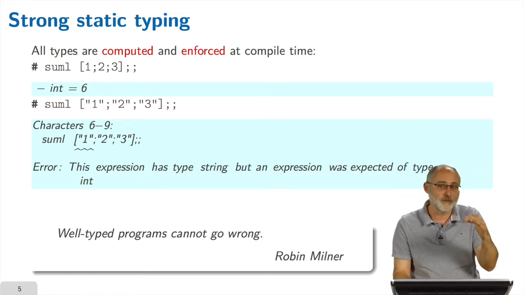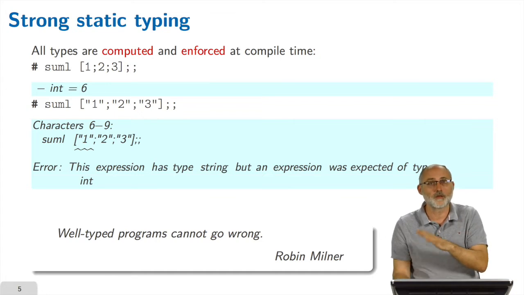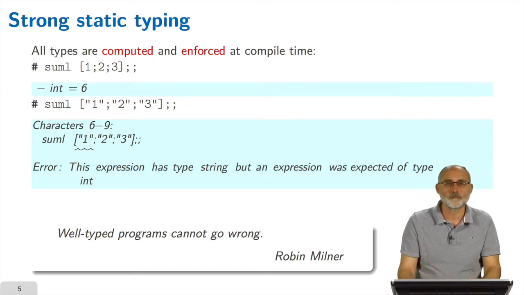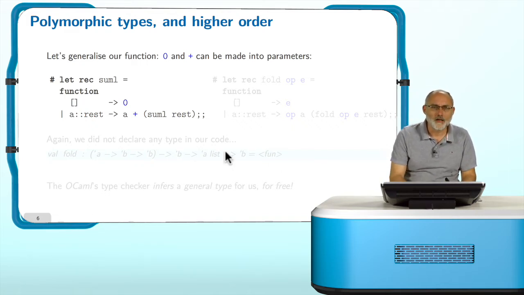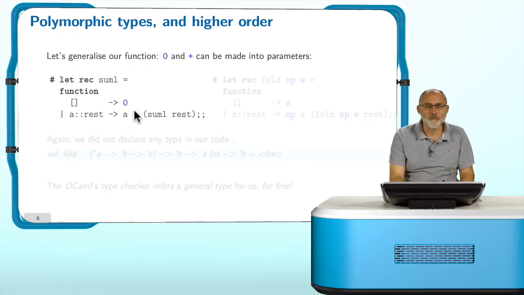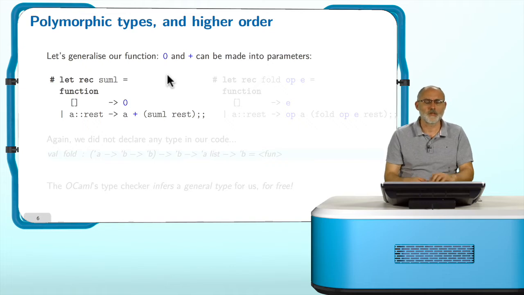If you pass the compiler type checker, you will not have type errors at execution. Well, so we have written our nice function, sumL, that sums up the elements of the list. But if you look at the code, this 0 here and plus there can be just parameters of the function, keeping the same structure of the function. So let's try to turn them into parameters and see what happens.